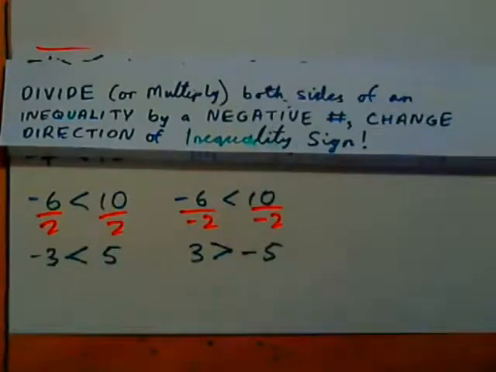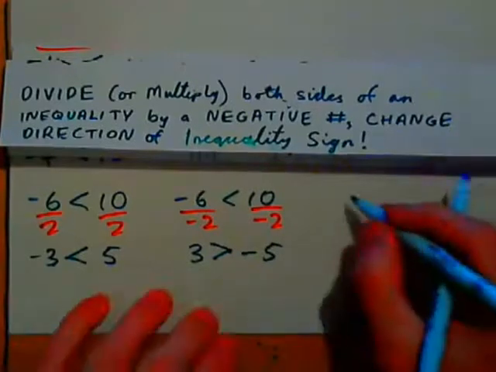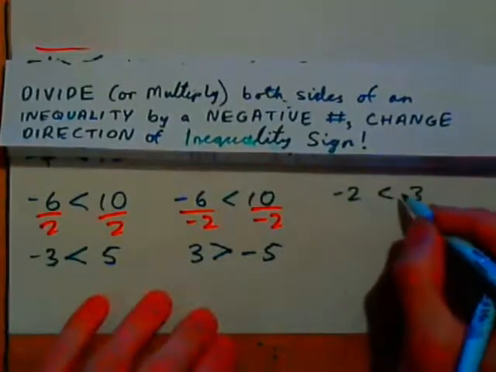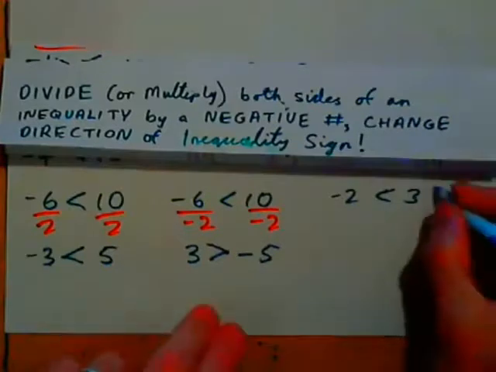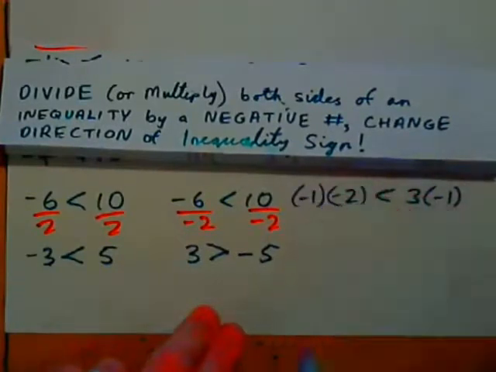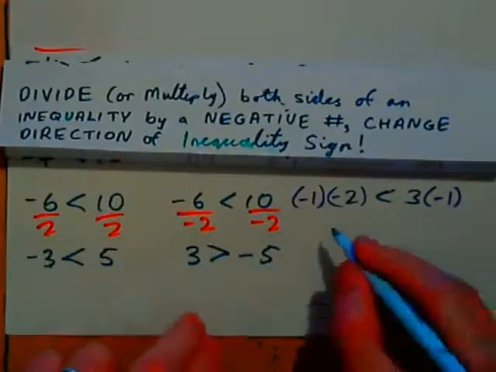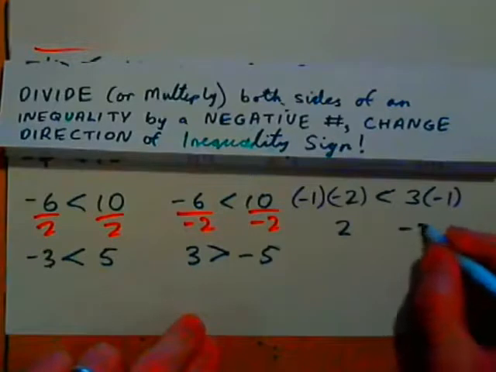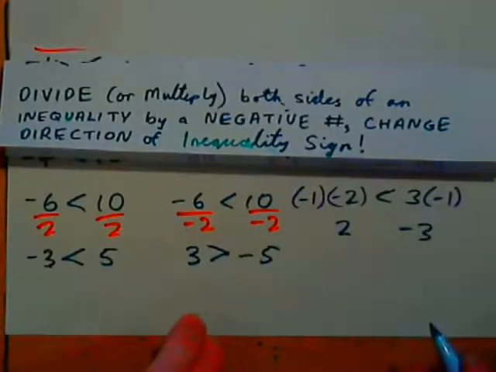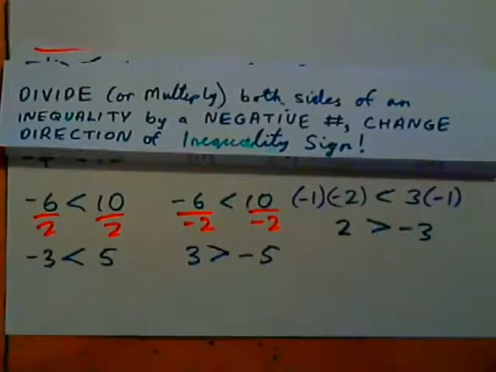Now that's only for dividing by a negative or multiplying both sides by a negative. For example, if we had, say, negative 2 is less than 3. Okay, now multiply both sides by negative 1 and see what happens. On the left-hand side, you would get positive 2. On the right-hand side, negative 3. So would you change the direction of the sign? Yeah, because 2 is more now, isn't it? 2 is greater than negative 3.